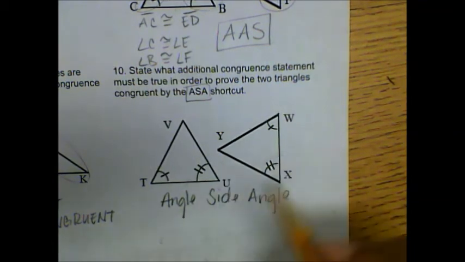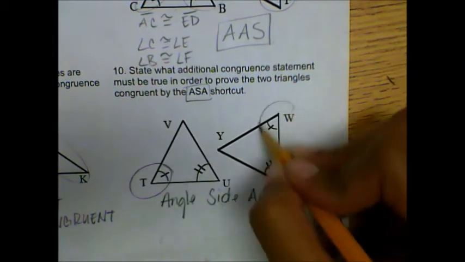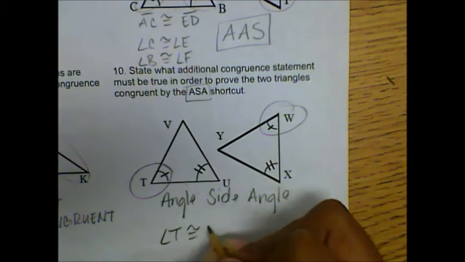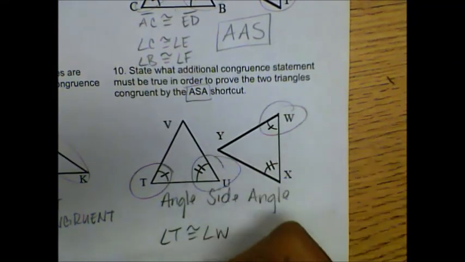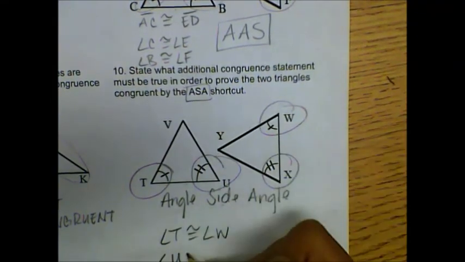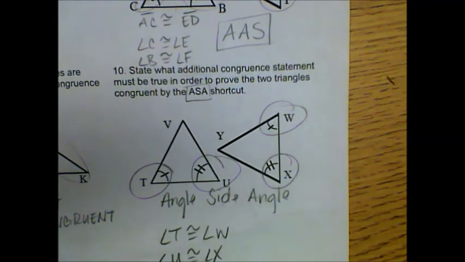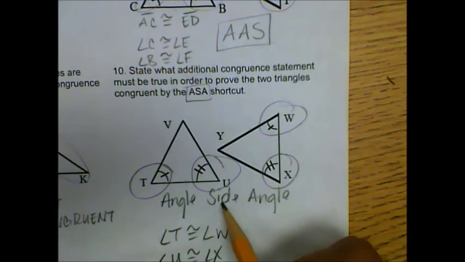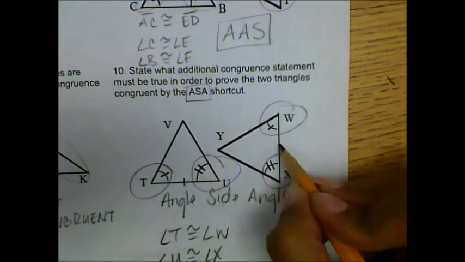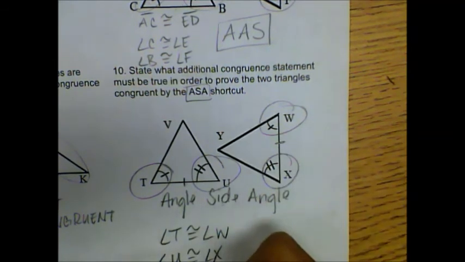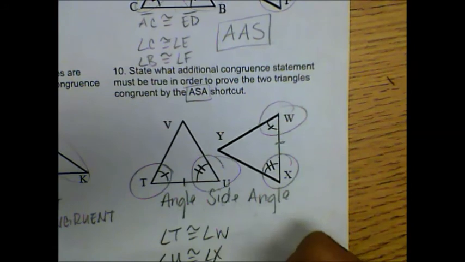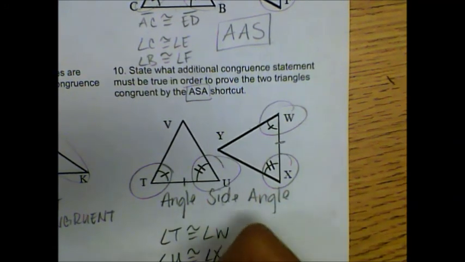Now in these two triangles, they've told us so far that angle T is congruent to angle W. They also told us that angle U is congruent to angle X. Now, in order for us to use angle side angle, the side in between those two angles must be congruent. So this side has to be congruent to that side. So the additional congruent statement we would have to have in order to use ASA would be that TU is congruent to WX. That's our additional statement we must need.